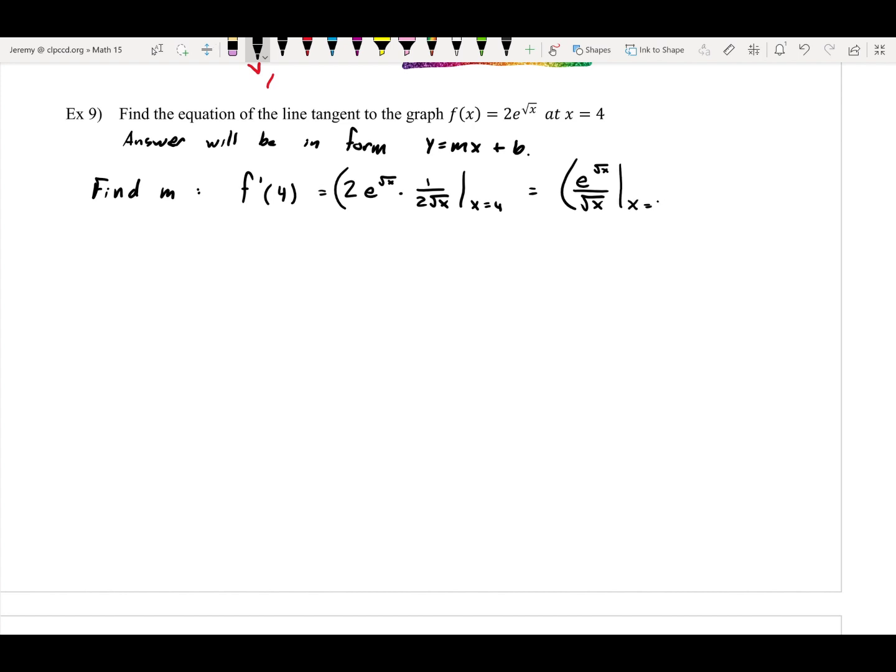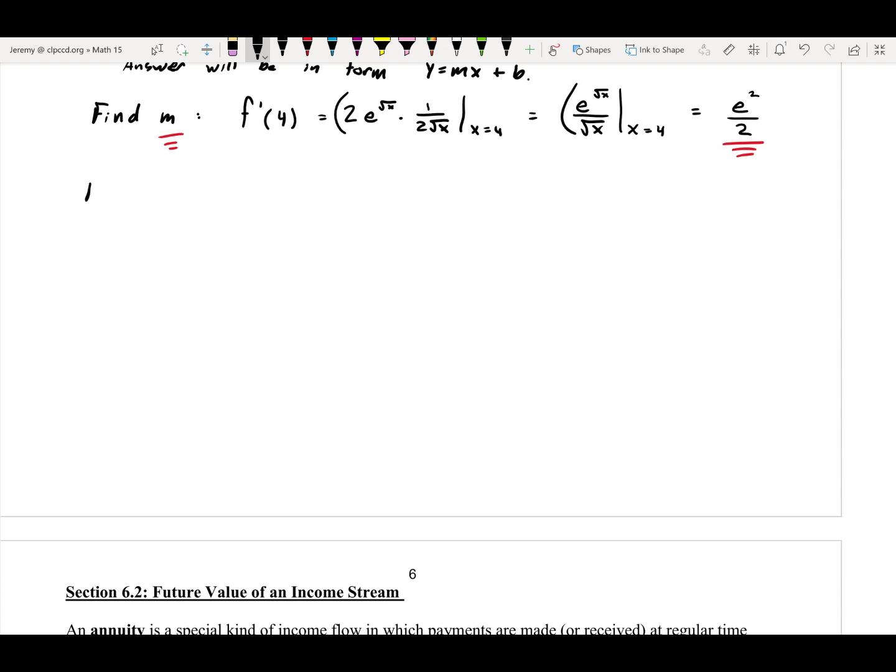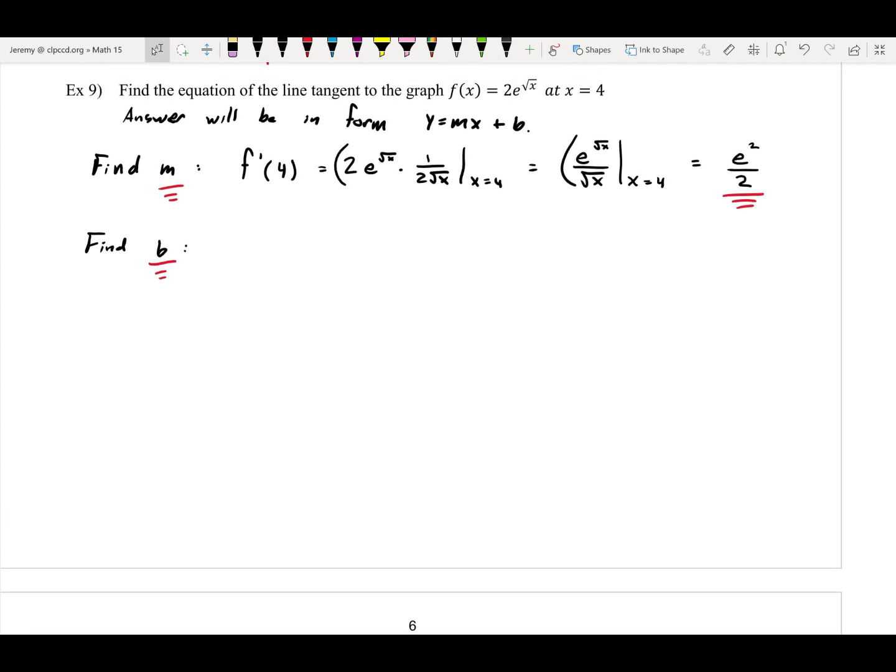So now I want to evaluate this at x equals 4. And that will give me e squared over 2. Like that. And I'm not going to put this into my calculator. I'm just going to leave it in this form, and that is my slope m. Now from here, I want to find the y-intercept b. You could do this using the point slope formula. You could plug m in and x and the output f of x and solve for b. I think that's what I might do.